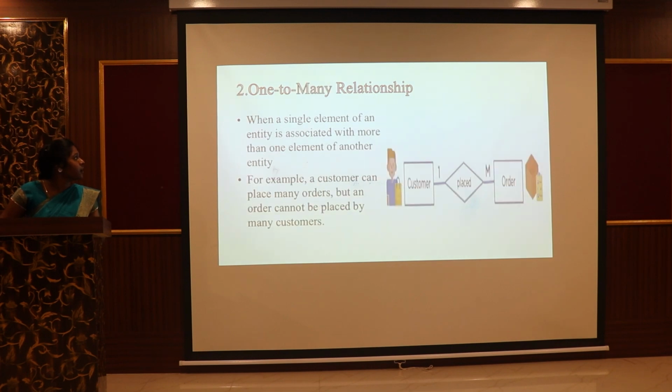And the second type of relationship is the one-to-many relationship. That is where a single element of an entity is associated with more than one element of another entity. So that we call one-to-many. For example, a customer placed an order. One customer placed many orders, right? I can place many orders, but many orders can't place me, right? So that is called customer placed order. One customer, many orders. That is called a one-to-many relationship. An example: a customer placed many orders, but an order cannot be placed by many customers.